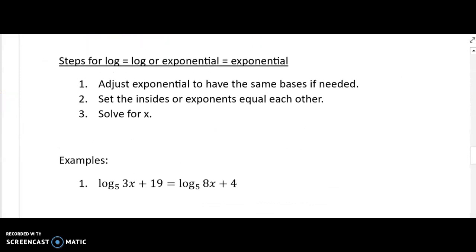So now we have log equals log or exponential equals exponential, okay? So this is the thing where we have to be a little bit more careful because there's a little bit more rules involved. So when we have a log equals log, we can only set them equal to each other if they have the same base. Okay. When we have an exponential equals exponential, we have to adjust, and I'll show you what that means. Then we can set the insides or exponents equal to each other and then solve for x.